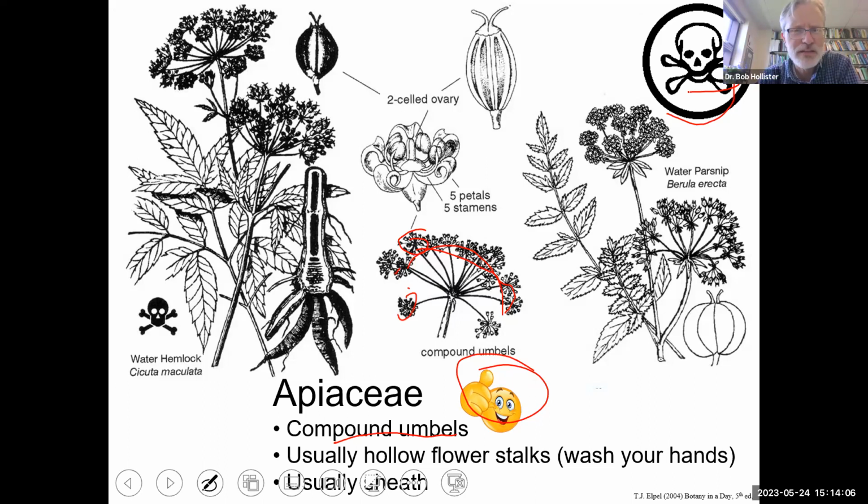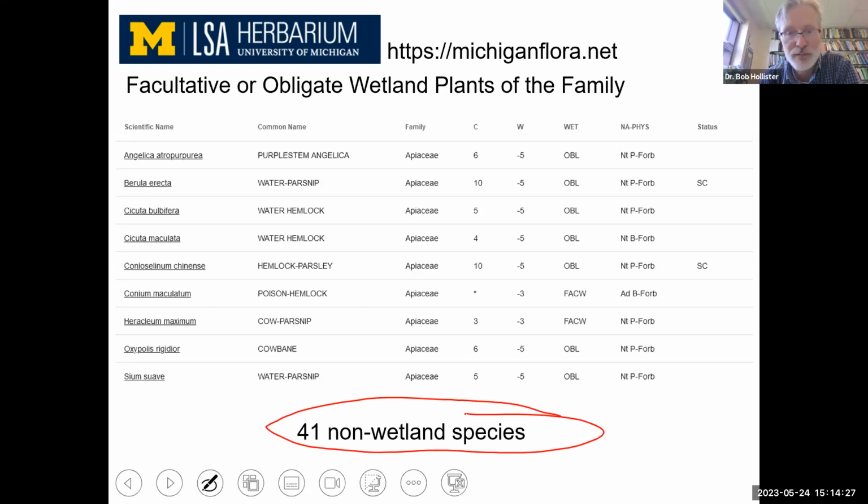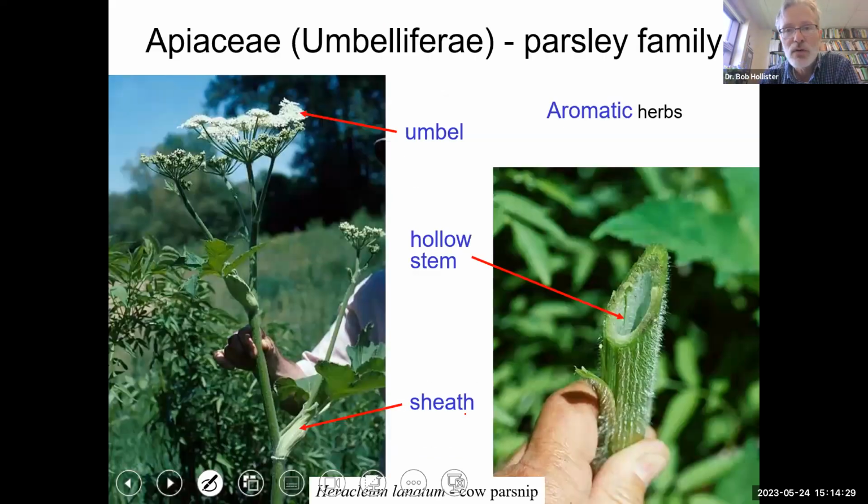So in general, with Apiaceae, you want to be a little bit careful. There's a number of obligate and facultative wetland plants, so it's a good one to know because of that, but there's a ton of non-wetland species as well. Okay, so I've just got some characteristics again for the family. It's a little bit of a repeat with some better pictures.